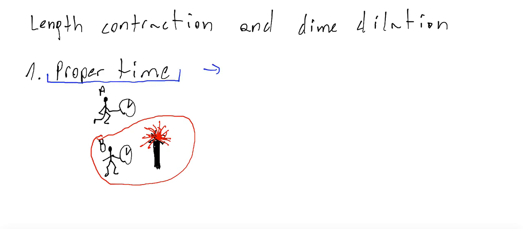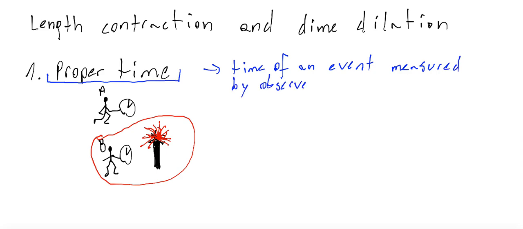So write this. This is the definition of proper time. It is a time of an event, not interval, time of an event, measured by the observer who is stationary relative to the event.